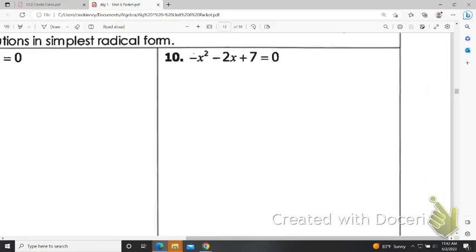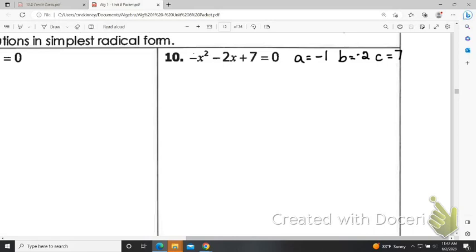So in number 10, you won't often see one like this where the a is negative, but we can still use the formula. A is negative 1, b is negative 2, and c is 7.